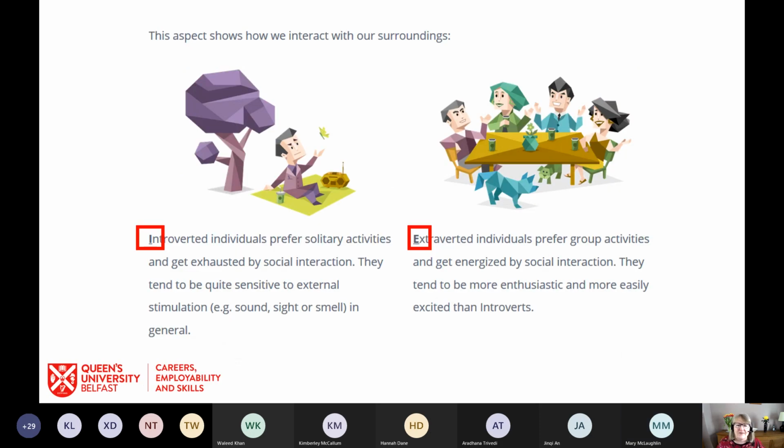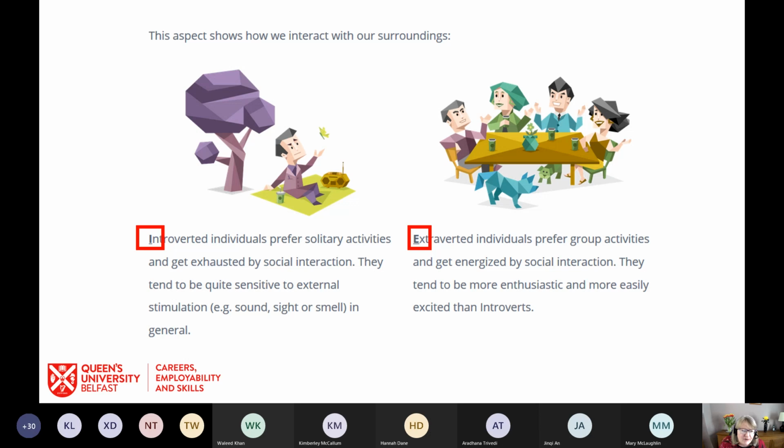Okay, so the detail then of what introvert and extrovert is. Again, this aspect shows how we interact with our surroundings. Now, remember, it is a spectrum and you aren't necessarily at either end of the spectrum. So it doesn't mean, again, that we're just putting you into that box. You'll flex between these. But this is sort of a roundup of the typical preferences.